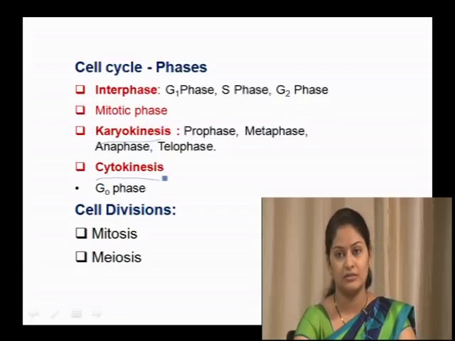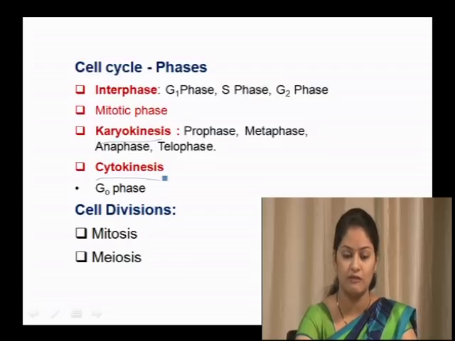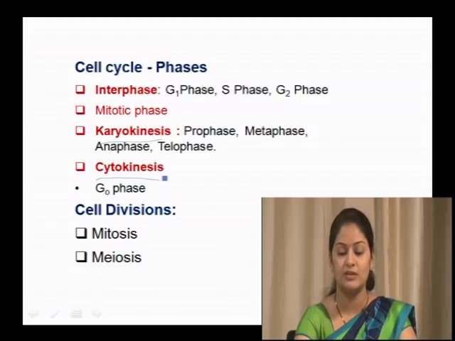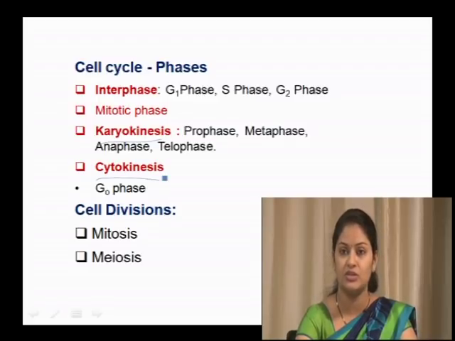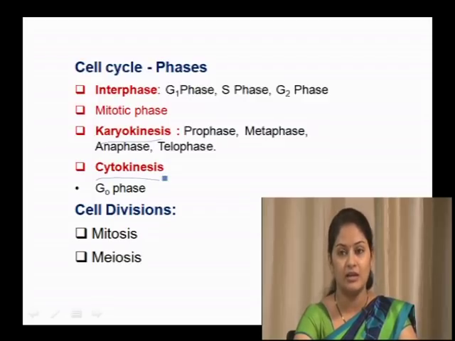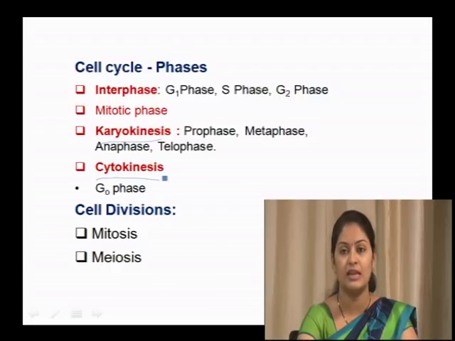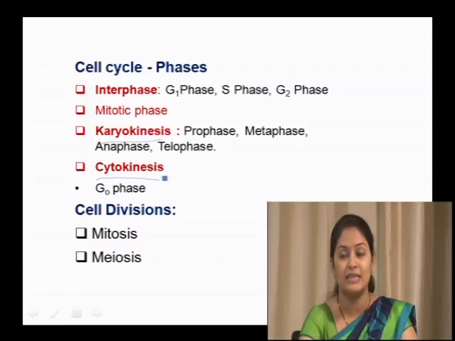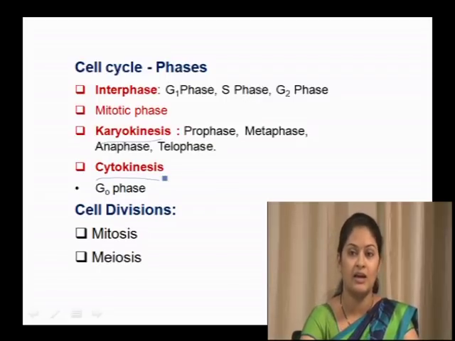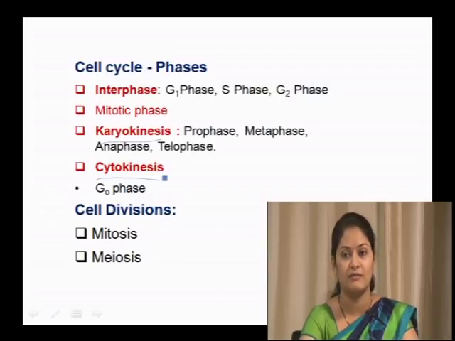Karyokinesis is subdivided into stages like prophase, metaphase, anaphase and telophase. And cytokinesis is associated with the division of the cytoplasm. At the end, we have a special stage referred to as the G0 phase. It is a special phase where the cell will enter into a non-dividing stage. So a non-dividing cell will always be in G0 phase, but it does not indicate that it is inactive. These cells are metabolically active.